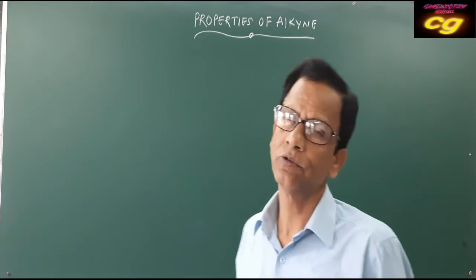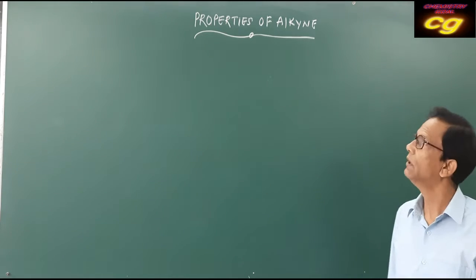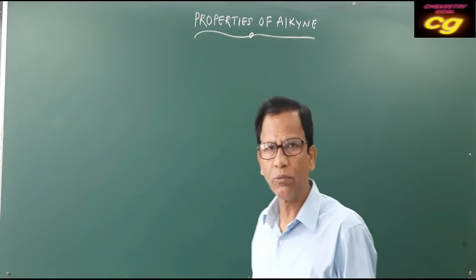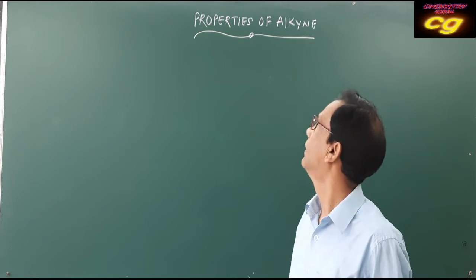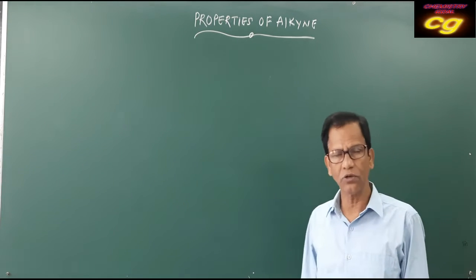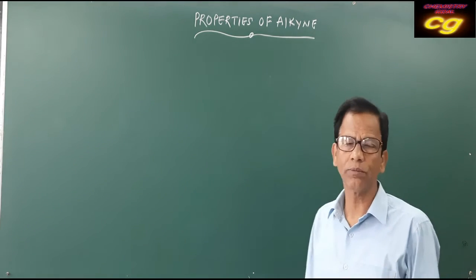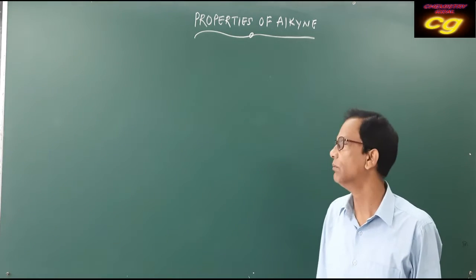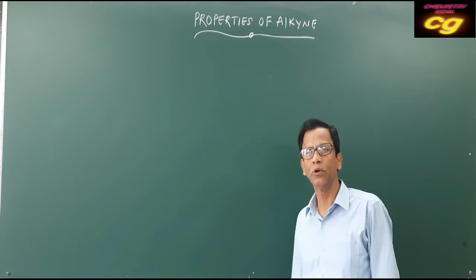Hello students, today we are going to discuss the properties of alkyne. Alkyne mainly contains a triple bond, that is 2 pi bonds and 1 sigma bond. You see the reactivity of alkyne: the triple bond is generally stronger than the double bond and single bond. The bond dissociation enthalpy of the triple bond is greater than that of the double bond, which is greater than the single bond.